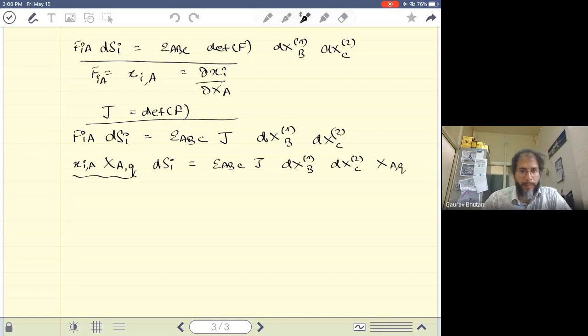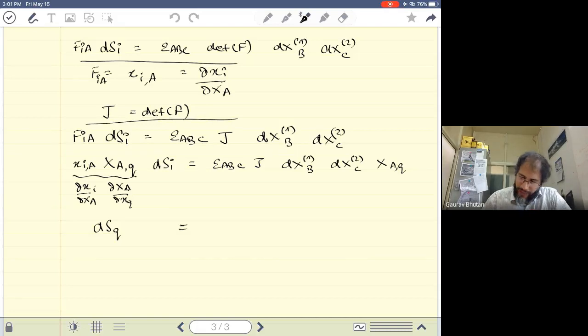Now this term is Kronecker delta. You can see that this is nothing but del small x_i by del capital X_A, and this is del capital X_A by del small x_Q. So that is the product of these two, which is nothing but delta_iQ. So delta_iQ when multiplied by ds_i becomes ds_Q using the substitution property. So we have applied the tensor product of x_i,A and X_A,Q as delta_iQ. That's by definition, and this becomes ds_Q.